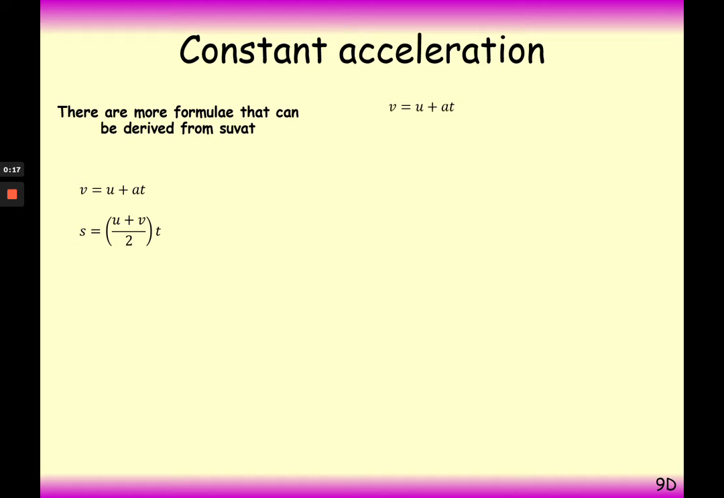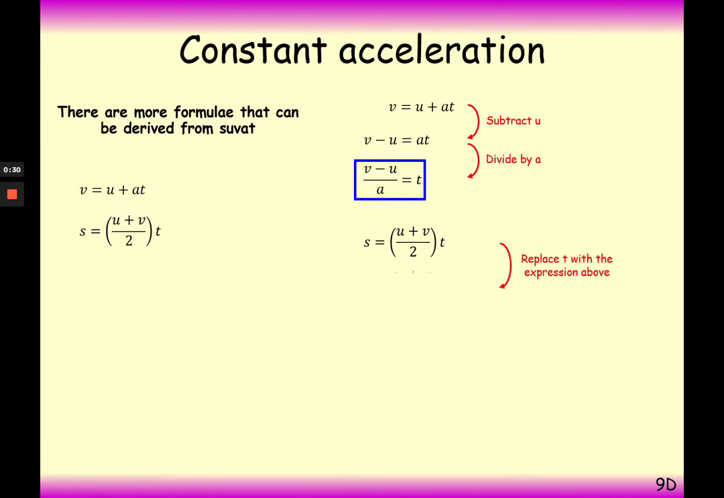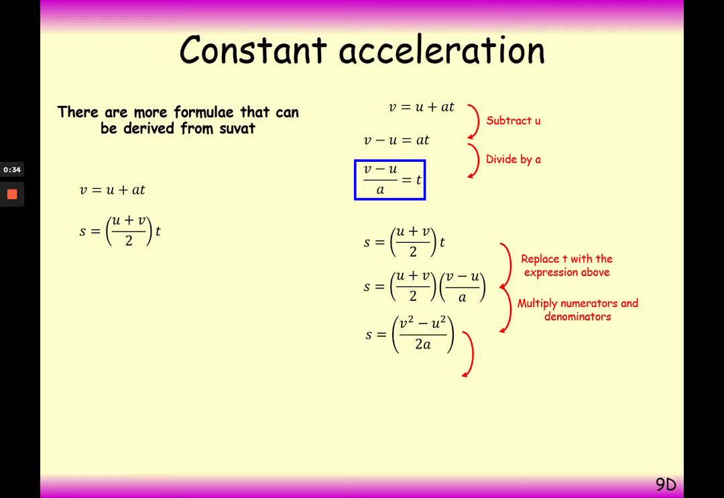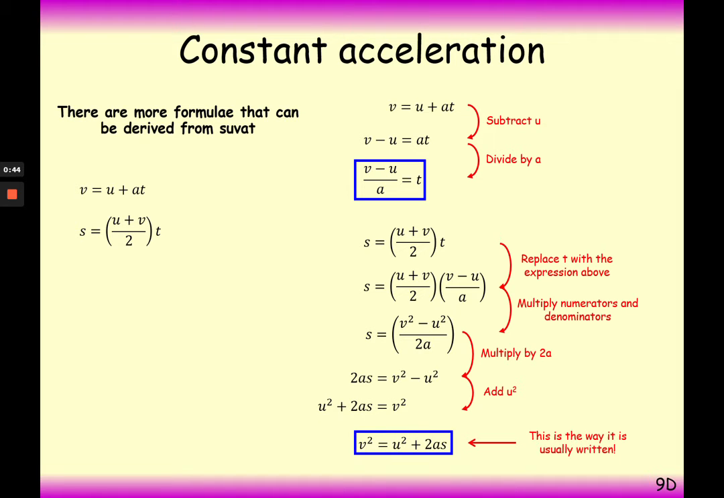So first of all, if we look at our first SUVAT equation and rearrange it to make t the subject, then you get t equals v minus u over a. Now if we sub that in for t in our second SUVAT equation, then we can rearrange that by expanding the brackets and simplifying, and then rearrange again. The usual form of the equation that we're after is v squared equals u squared plus 2as. Okay, so that's our third SUVAT equation.